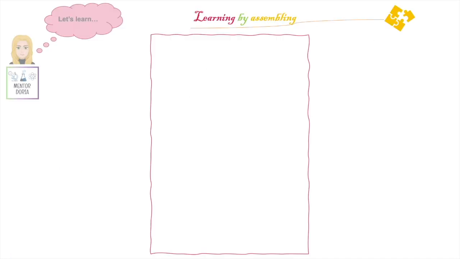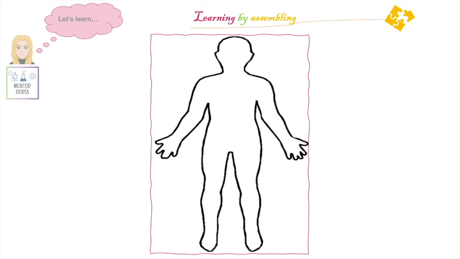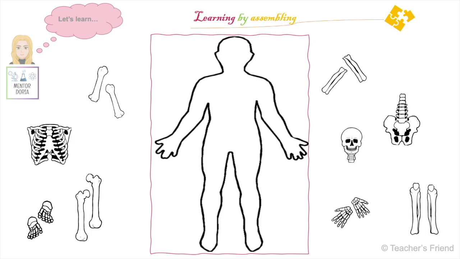Let's move on to our first activity, learning by assembling. In this box, you will see the outline of a person. Outside of this box, you can see all the different bones that make up the human skeleton. One by one, what we are going to do is choose the correct bones to put in the correct part of the body. Are you ready?